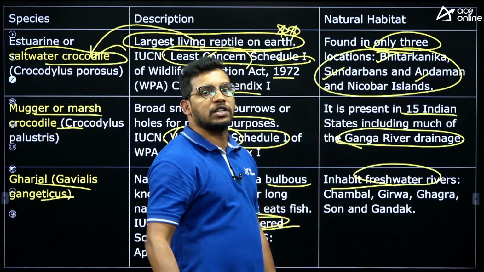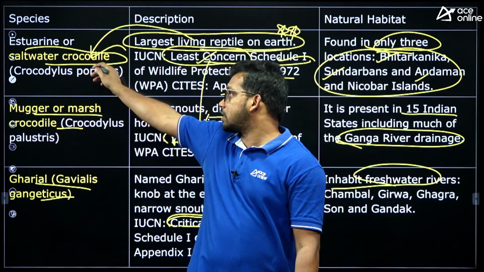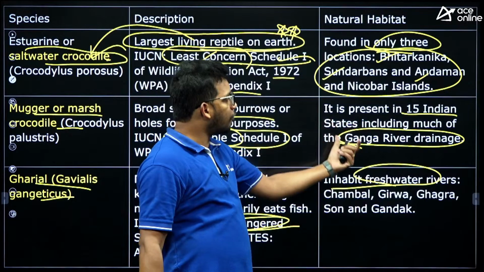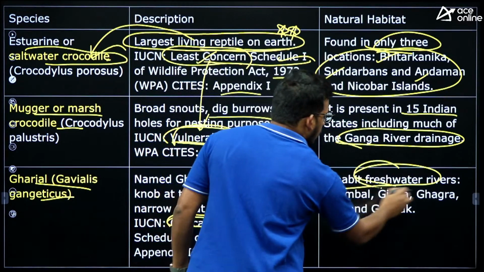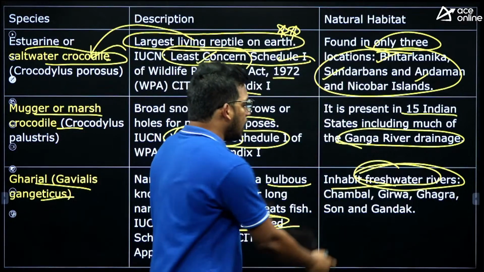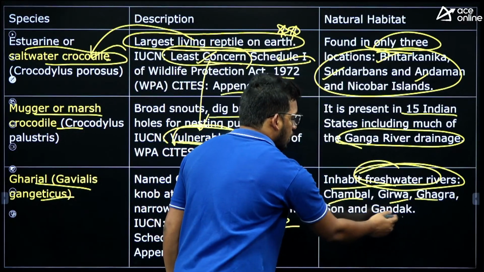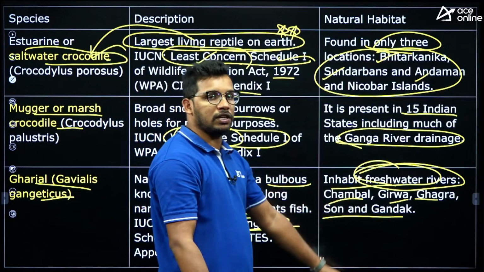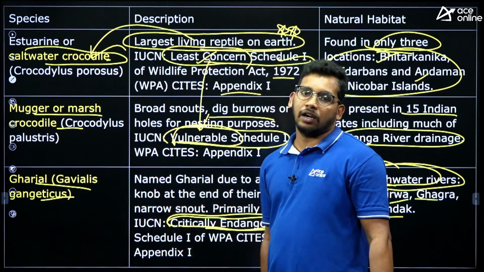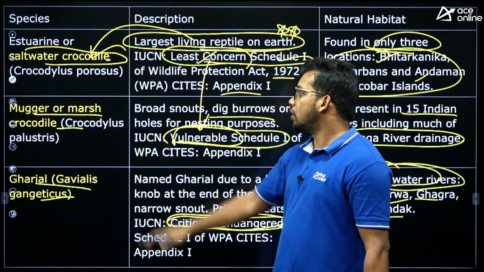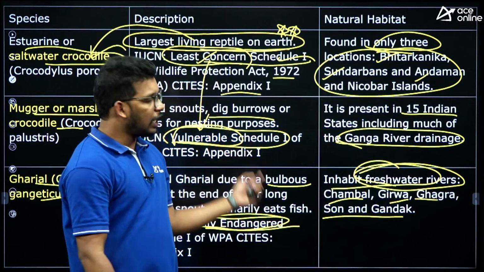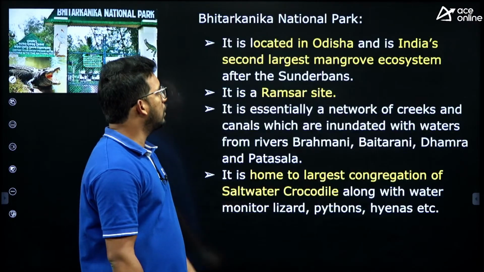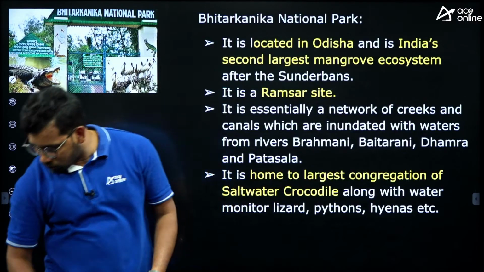And these crocodiles are found highly in salt water, but gharials are mainly found in fresh water, though they can also be found in sea water. But these are found only in fresh water, mainly the Chambal, Girwa, Gagra and Son Gandak rivers. So these are the regions for the gharial crocodiles, right? So this is a very important table. Many questions have been asked previously, and yes, there will be possible questions as well. Any doubts in this?